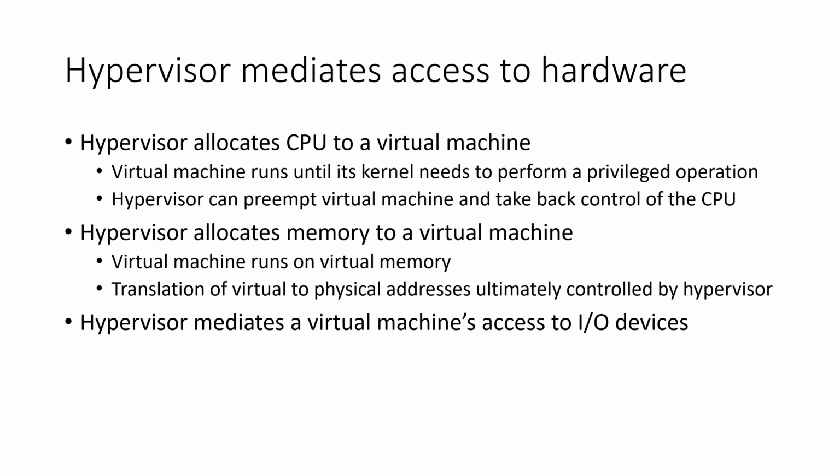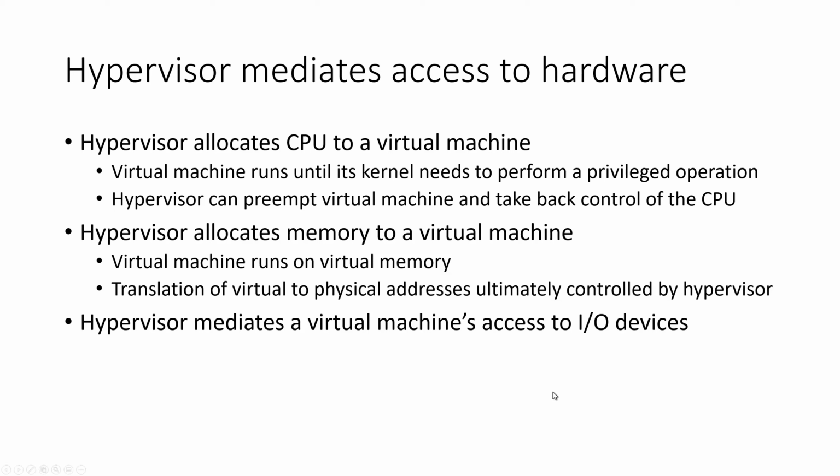In full virtualization, the hypervisor mediates access to the hardware, and this has several similarities with how operating systems mediate application access to the hardware. So the hypervisor allocates CPU to a virtual machine, and the virtual machine can run until its kernel needs to perform a privileged operation. When the virtual machine needs to run a privileged operation, the hypervisor will take control and check that the virtual machine has permission to do that operation, and if it does, then the hypervisor will take care of doing that operation on behalf of the virtual machine.